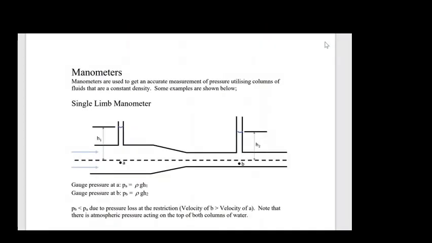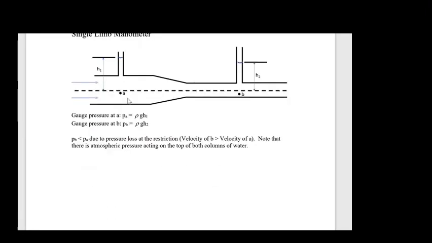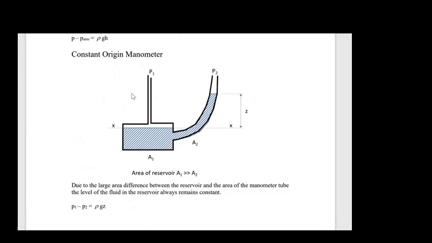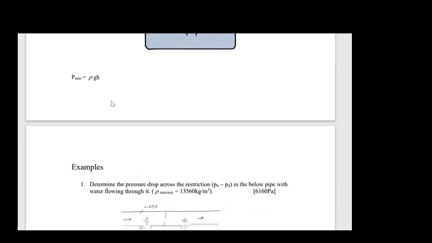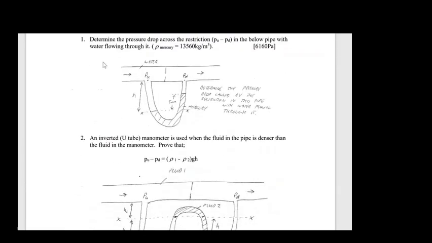So we've gone through two different examples there, two different handouts, looking at manometers and then moving on to looking at pitot tubes. I'll upload those two handouts. This first one looks at manometers: single limb manometers, U-tube manometers, constant origin manometers, inclined manometers, and then barometers. And at the end of that handout, there are some examples.